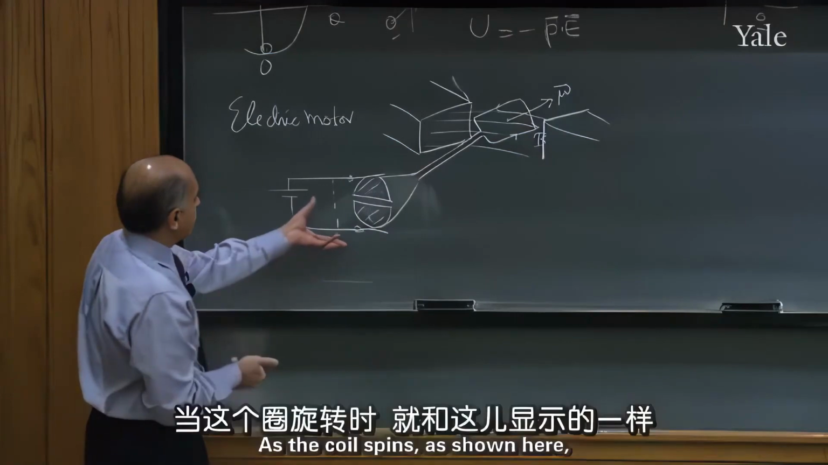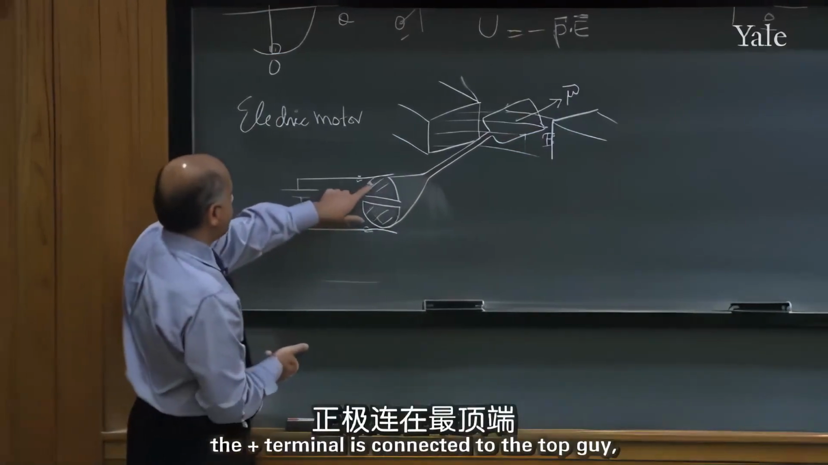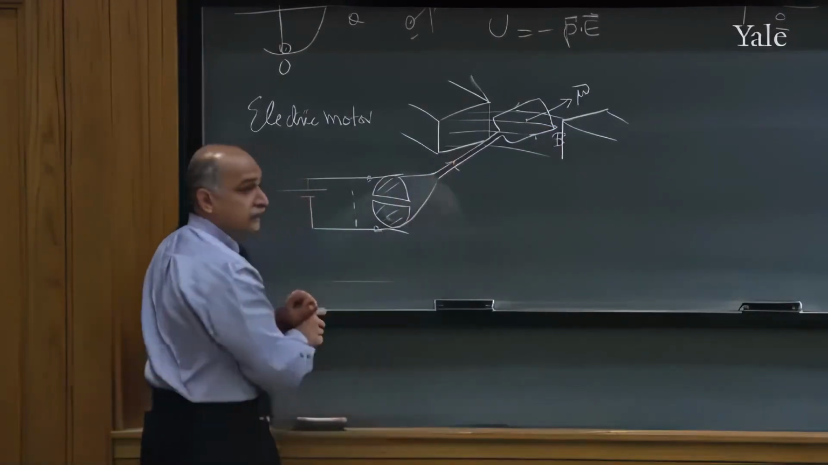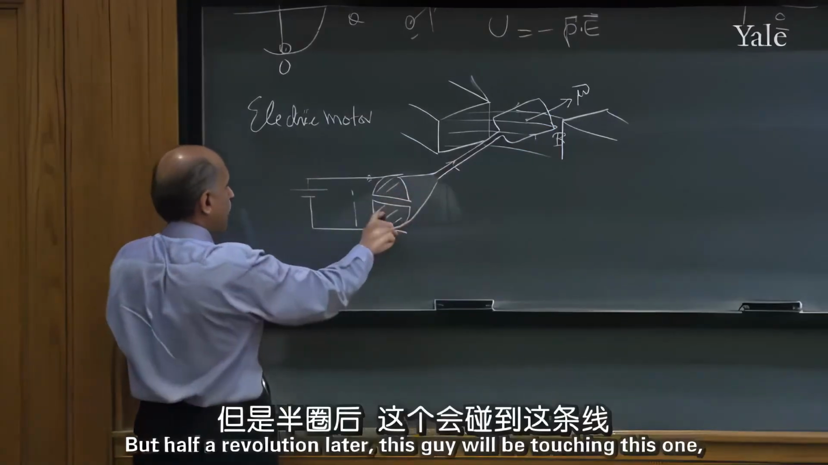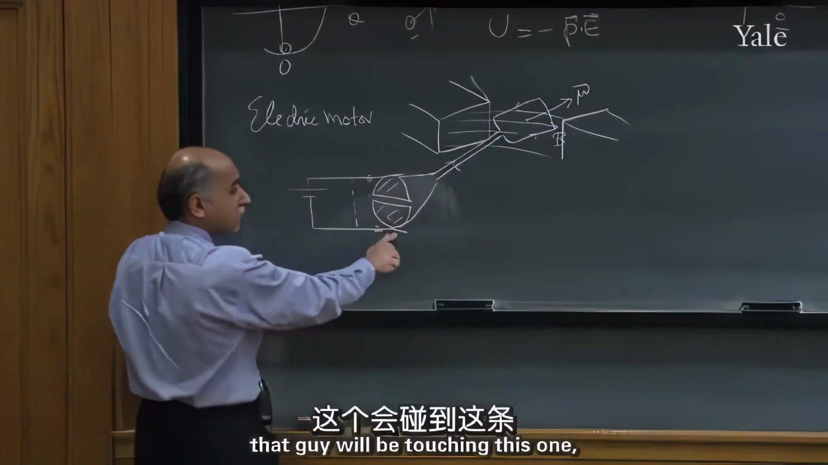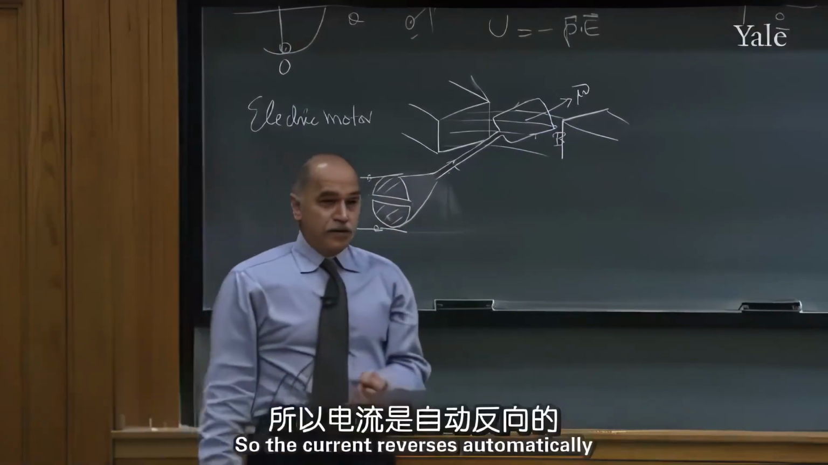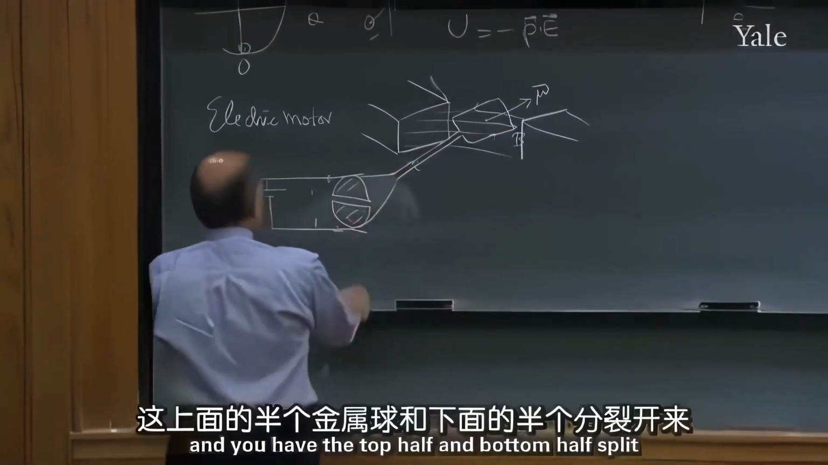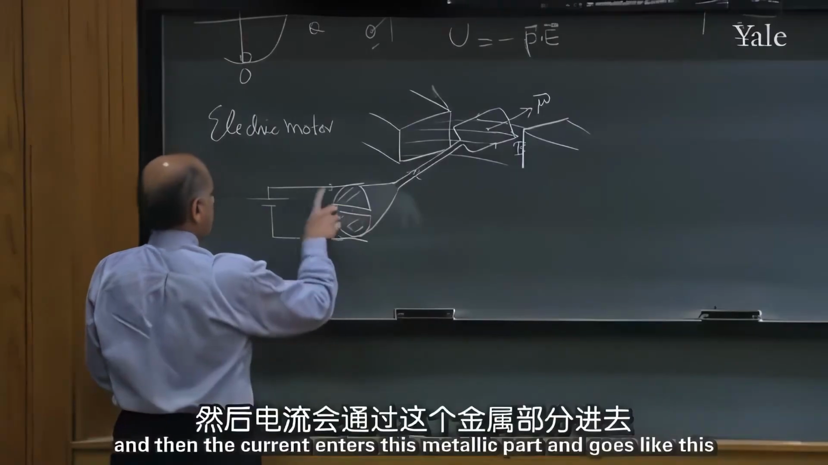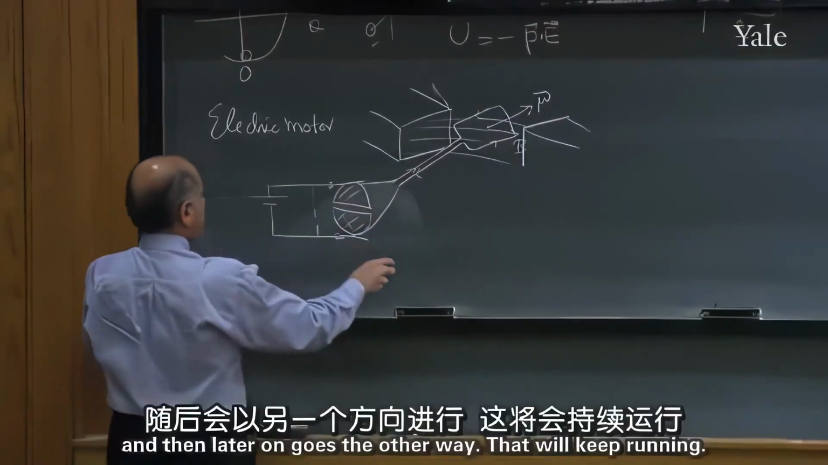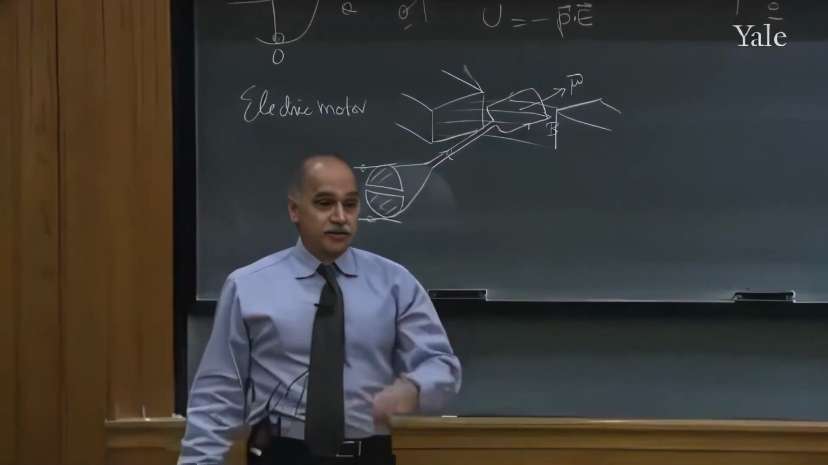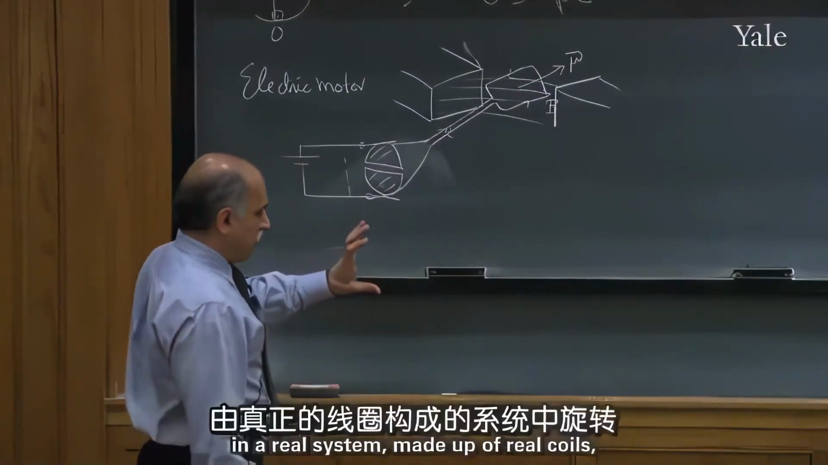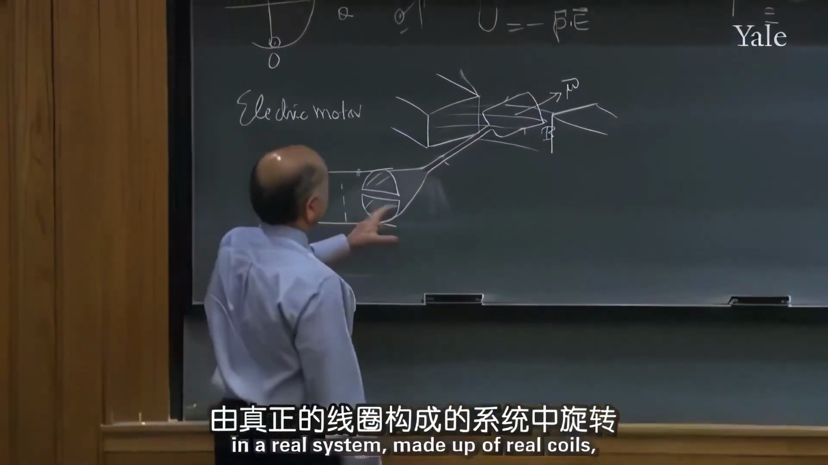Now you can see what happens. As the coil spins, as shown here, the plus terminal is connected to the top guy, the minus to the bottom guy, so the current goes like this and comes out. But half a revolution later, this guy will be touching this one, that guy will be touching this one, and the current will reverse. So the current reverses automatically because you have this split circle, with the top half and bottom half split, and then the current enters this metallic part and goes like this, and then later on goes the other way. That will keep running.